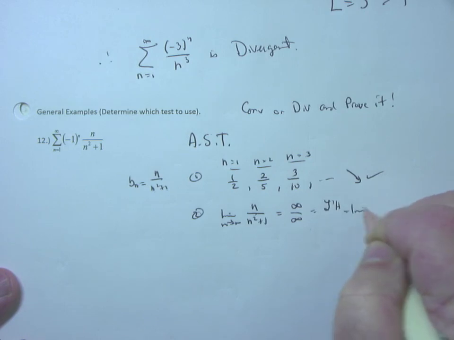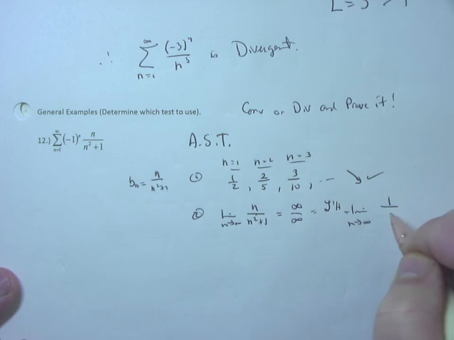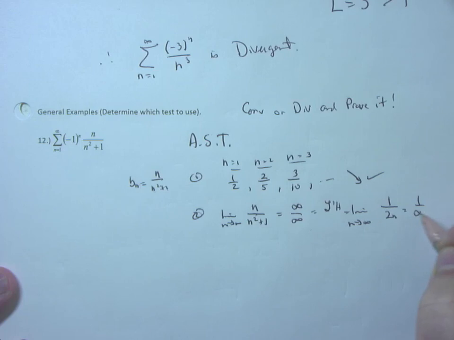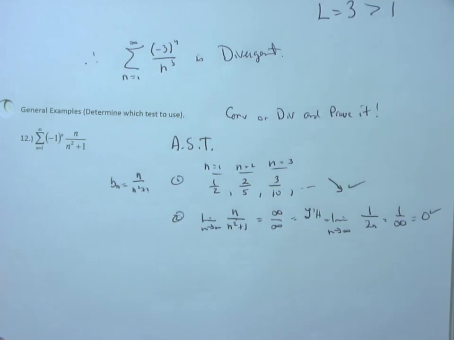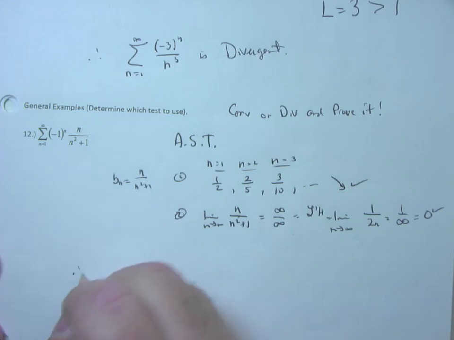This will be equal to the limit as n approaches infinity of the derivative of n, which is 1, over the derivative of n squared plus 1, which is 2n. Plugging in infinity, 1 over 2 times infinity is 1 over infinity, which is 0. So let me get this right. The terms decrease and the limit goes to 0. Therefore, what is this series?